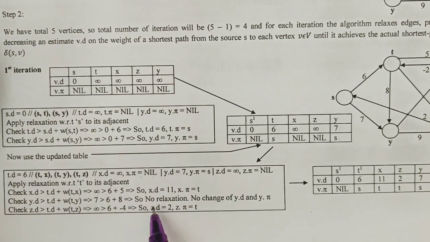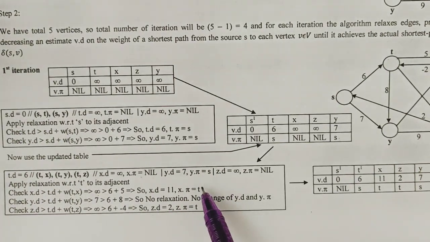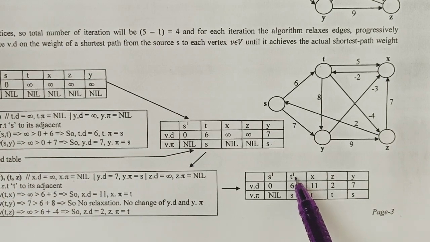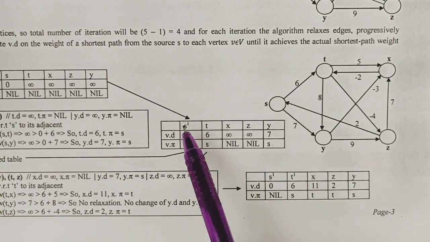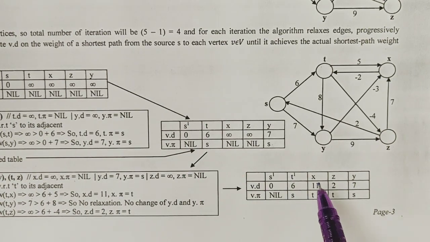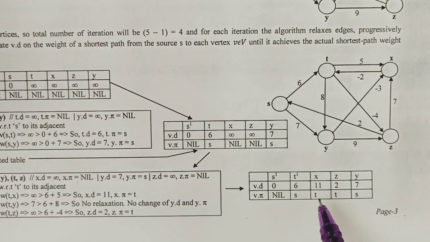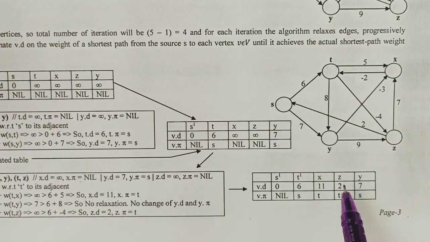So the new d value of z will be 6 minus 4, that is 2. The pi value of z will be t, because due to t you can apply successful relaxation for z. So only two changes: one for x and another for z. In the first iteration, all the edges from t are complete. That's why I mentioned t superscript 1, like s superscript 1. For x, it was infinity and nil, now it is 11 and t. Another change is for z. Earlier it was infinity and nil, now it is 2 and t.